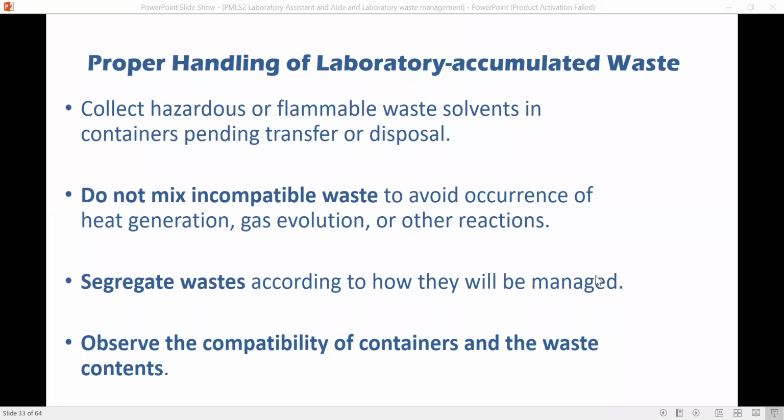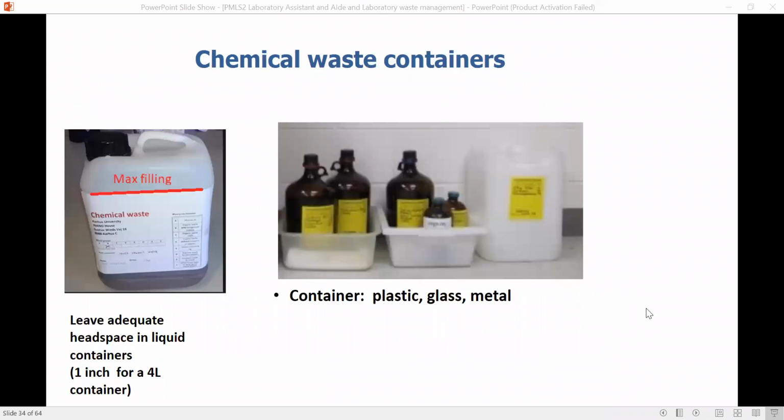So, ayan, segregate waste, paulit-ulit siya. So, sabi ko nga, galing to sa book nyo, according to how they will be managed. Okay, observe the compatibility of containers and the waste contents. So yan yung mga containers natin. Pwedeng plastic, pwedeng glass, pwedeng metal, depende sa reagent. Kapag corrosive, hindi pwedeng metal, kasi pag sinabi mong corrosive, that can corrode metal, right?